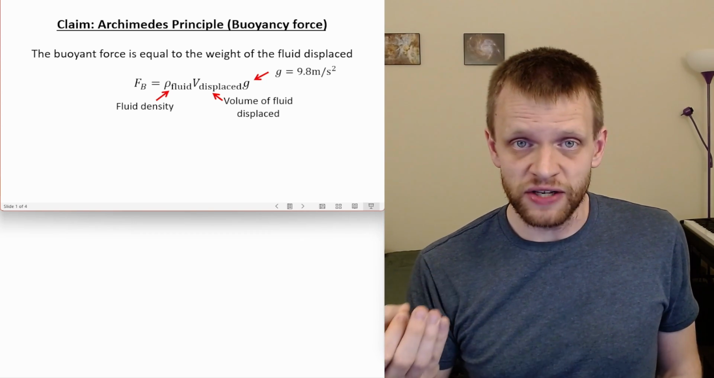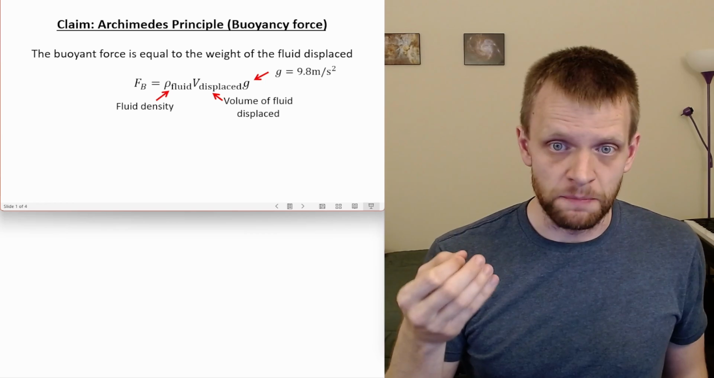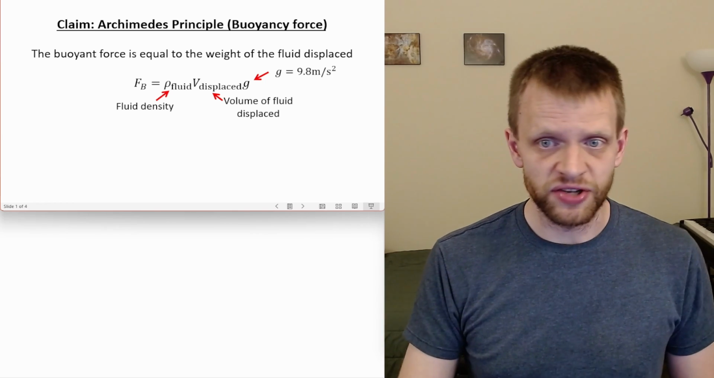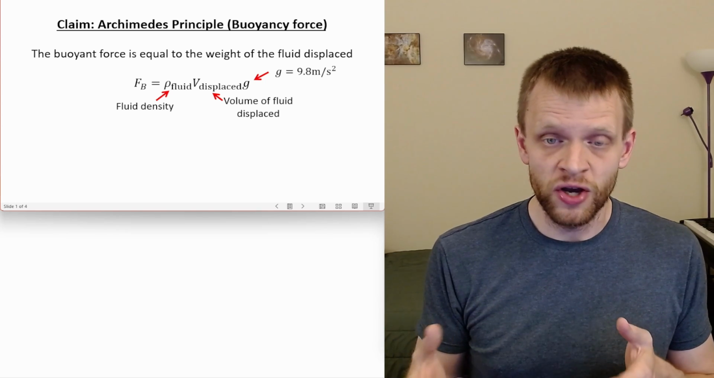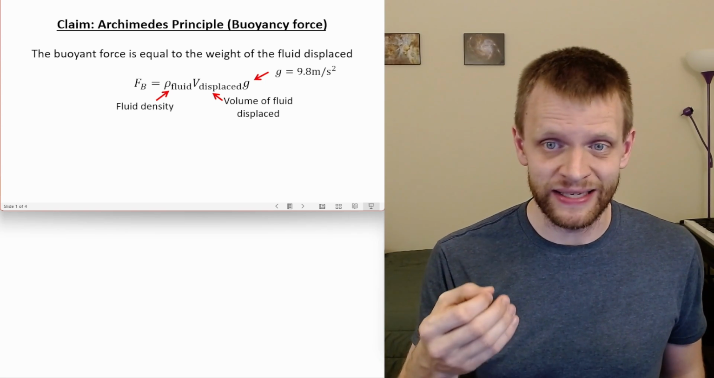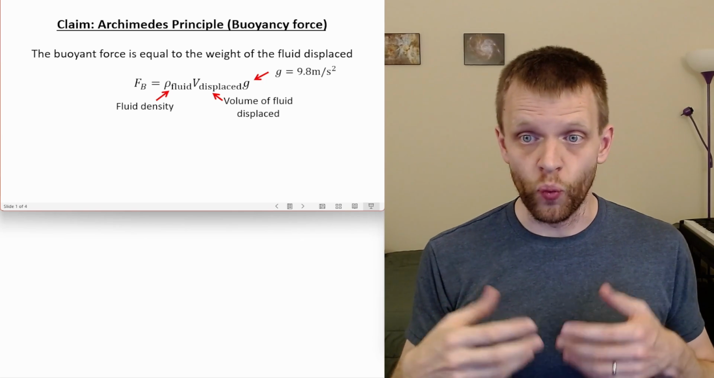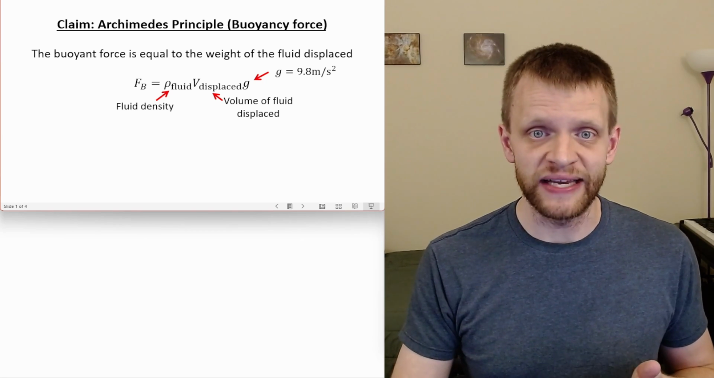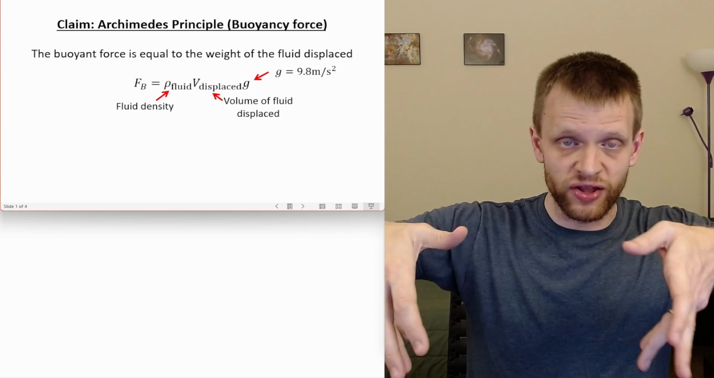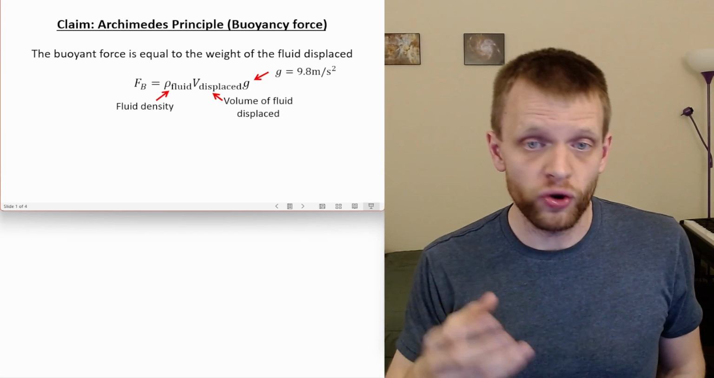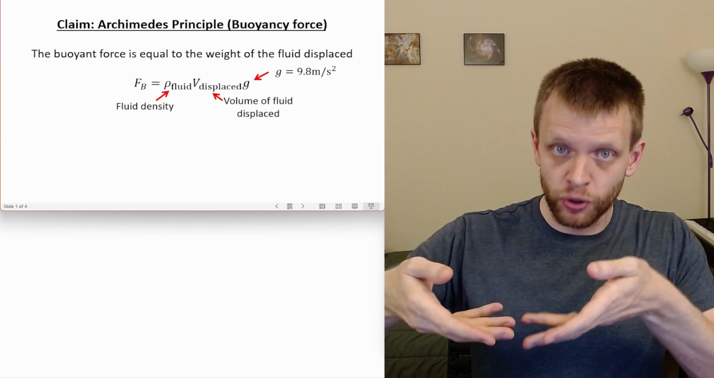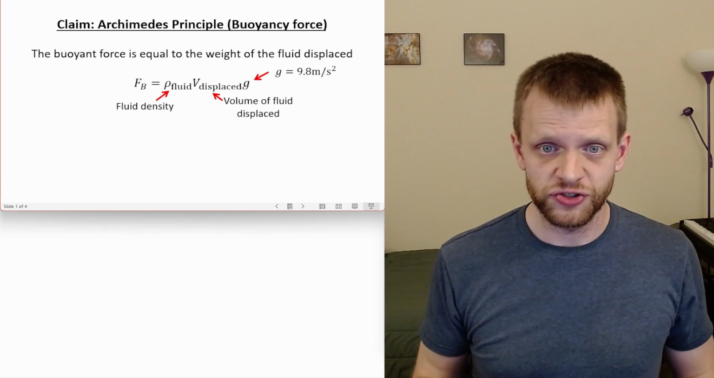And then the density of the fluid is that fluid's mass per unit volume. So the fluid density times the volume displaced would give us the mass of the fluid displaced. And multiplying that by little g gives us the weight of the fluid displaced, the gravitational force that would act on that fluid that was pushed out of the way by the object. And according to Archimedes' principle, this should match how much the fluid pushes up on the object, the buoyant force.